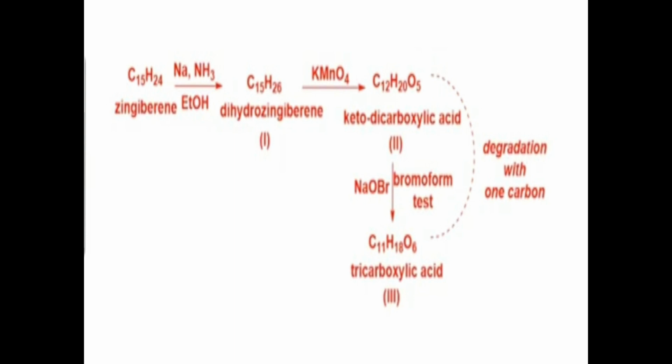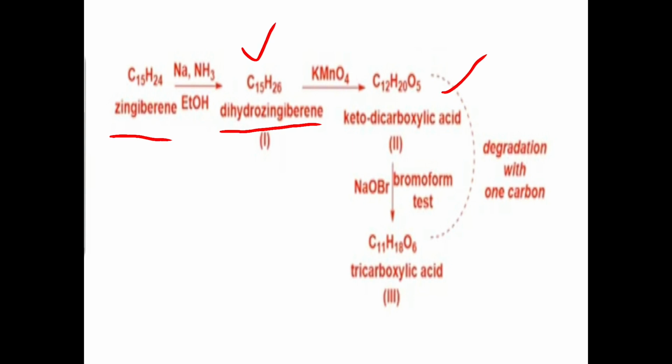The series is as follows: zingiberene is first treated with sodium in liquid ammonia and ethanol. It forms a dihydrozingiberene, C15H26. So, by the addition of 1 mole of hydrogen, zingiberene can be converted into dihydrozingiberene. This dihydrozingiberene on treatment with KMnO4 forms a keto dicarboxylic acid.